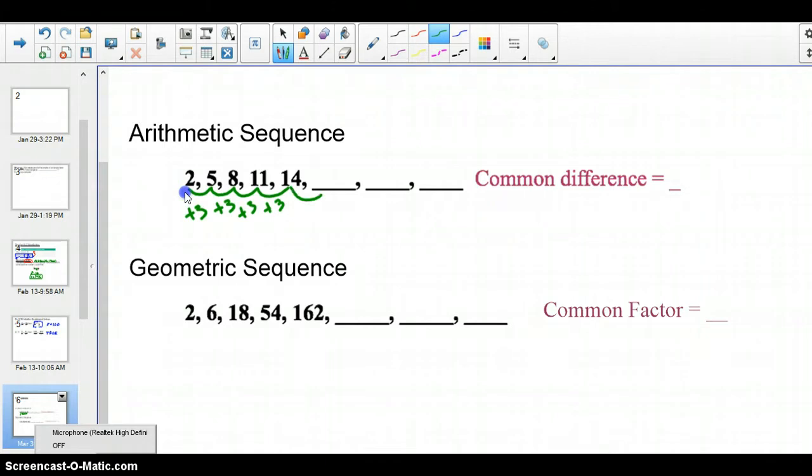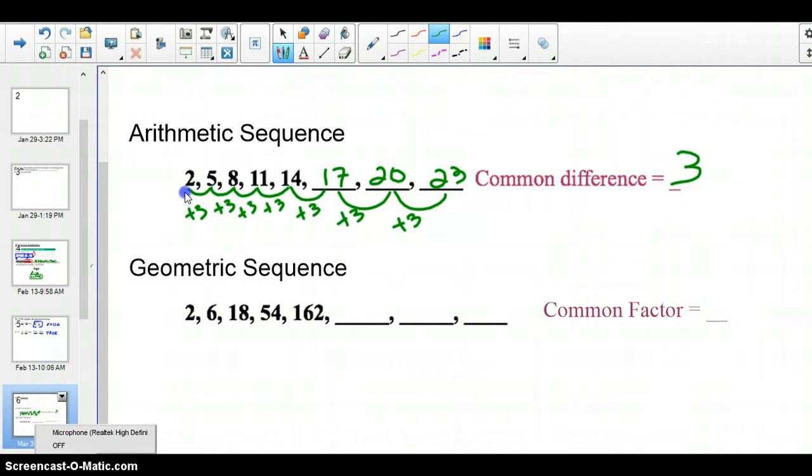From 14, if you add 3, you'll be at 17, add 3, 20, add 3, 23. And you could keep going. The common difference, and you'll study this next year, is actually 3. It's whatever you're adding to each term to get to the next.